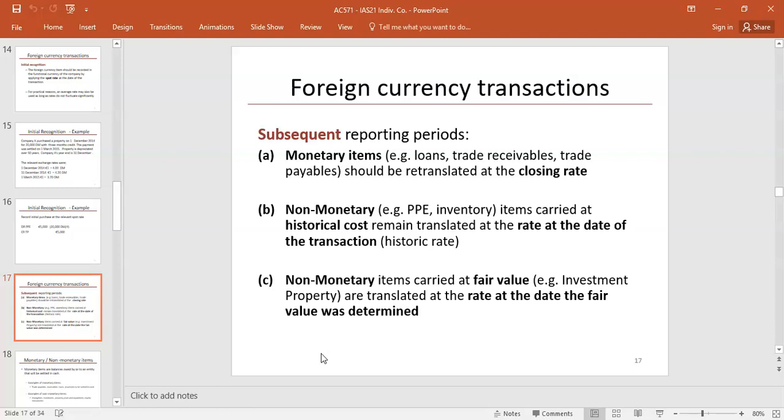IAS 21 says you don't need to separate them out. You can just convert the updated fair value at that date. You don't need to split out FX differences and fair value movement separately. So it's only an exception, but just have it in the back of your mind. If there's ever investment property at fair value, there is an exception to the rule, as there always is in a lot of these standards.